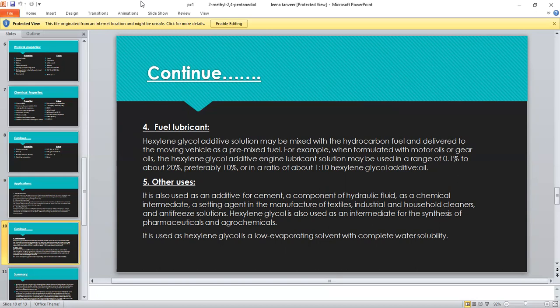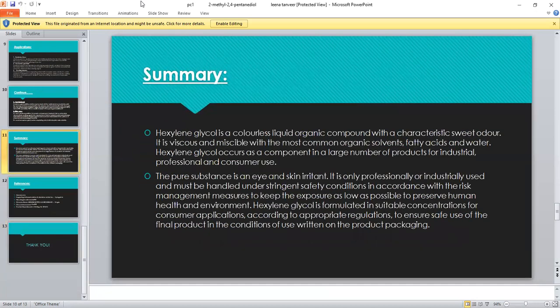At the end of the discussion, there is a summary of the topic: hexylene glycol is an oxygenated solvent that is derived from acetone, which has two alcohol functions. It has a low evaporation rate and is completely miscible with water. It is biodegradable, and widely used in the cosmetic market such as skin and hair care.